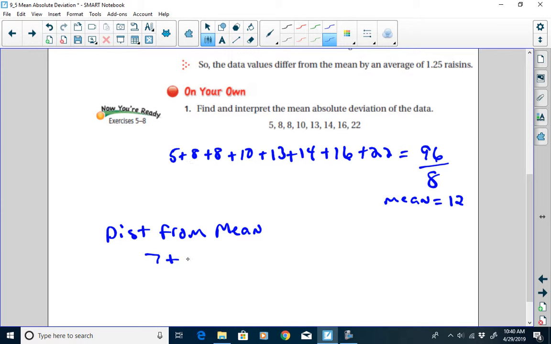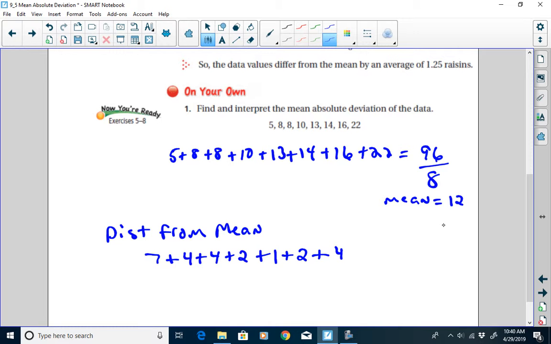8 is how far from 12? That's 4. The other 8 is 4 from 12. 10 is how far from 12? Well, that's 2. 13 is how far from 12? That's 1. 14 is 2 from 12.